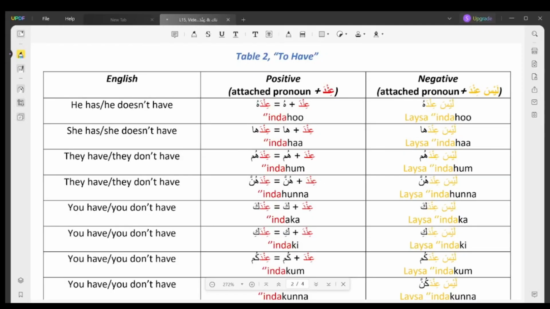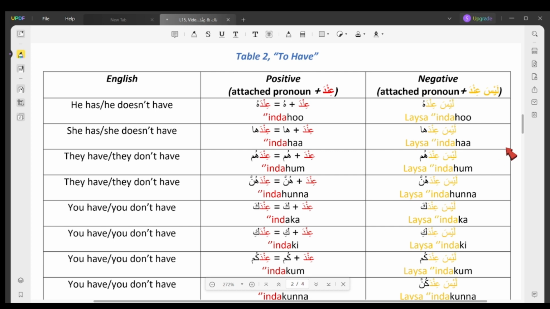In Arabic, in order to form sentences like I have, you have, he has, she has, and so on, we need to use the word عند, which means to have, plus an attached pronoun. Now let's look at how we can say he has and he doesn't have. That would be عند plus the attached pronoun for he, which is هو, عنده. This means he has.